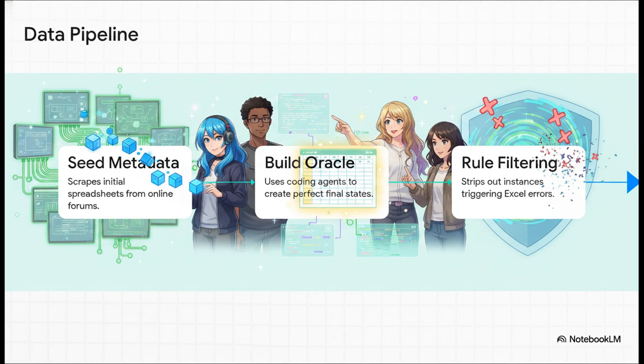Now, how do they solve the massive data scarcity problem in this domain? Well, the automated data agent pipeline handles it completely, entirely without humans in the loop. Step 1 is straightforward: scrape seed metadata, so initial spreadsheets and task discussions, from high-quality forums. Step 2 is where they bring in heavy-hitting coding agents like Claude Code or Codex to construct the oracle. That oracle represents the absolute perfect finished spreadsheet. Finally, Step 3 applies aggressive rule-based filtering to instantly strip out any instances that throw Excel errors. What you get are these massive paired initial and final spreadsheet datasets with literally zero human labeling.